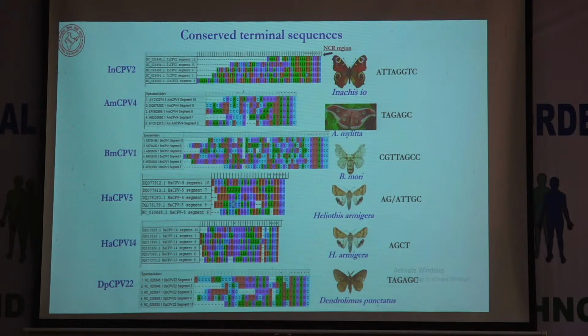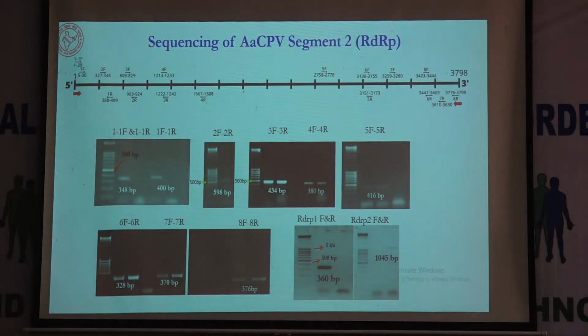So go ahead. For that, what you have to do, for example, this is RDRP, RNA dependent RNA polymerase. This is a non-structural protein, very much essential for replication of the virus, because the virus has an RNA molecule.